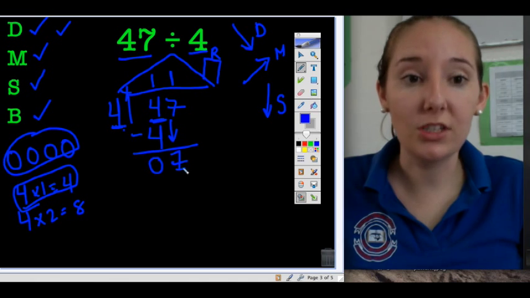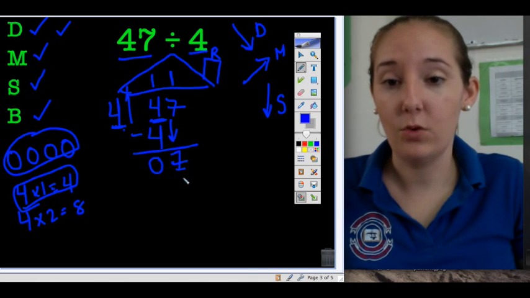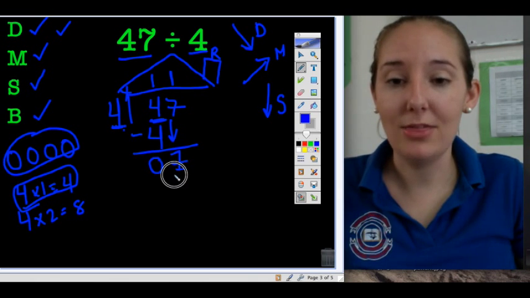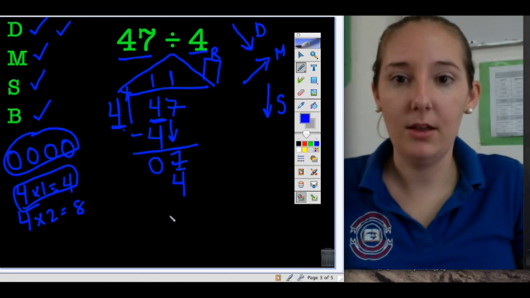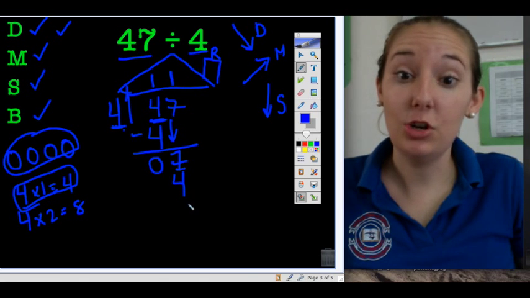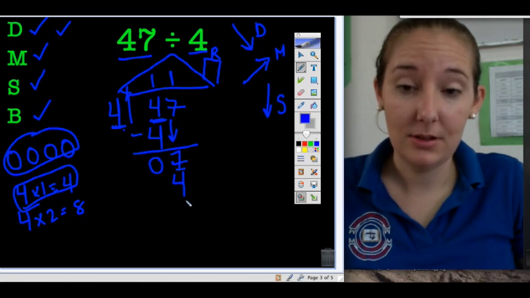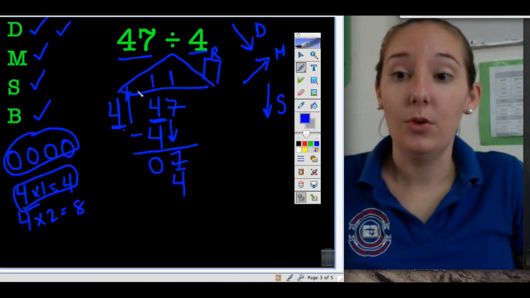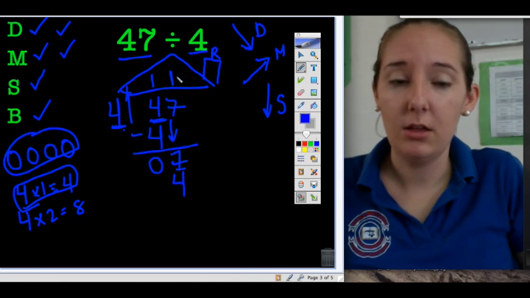So what's 4 times 1? 4 times 1 is 4. We're gonna write that answer right underneath the 7, right? Answer to division goes in the attic. Answer to multiplication goes in the basement, all right? So we multiplied, check, okay?